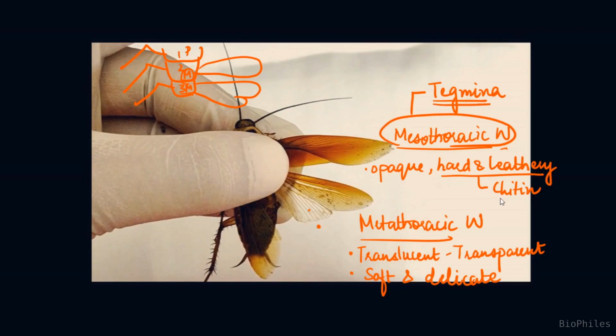Okay? And because they have more amount of chitin present in them, this extra amount of chitin on the mesothoracic wings is going to help protect the metathoracic wings. So when the cockroach is not flying, the mesothoracic wings will overlap the metathoracic wings and protect them. And out of the pair of the 2 wings, the metathoracic wings are used for flying.